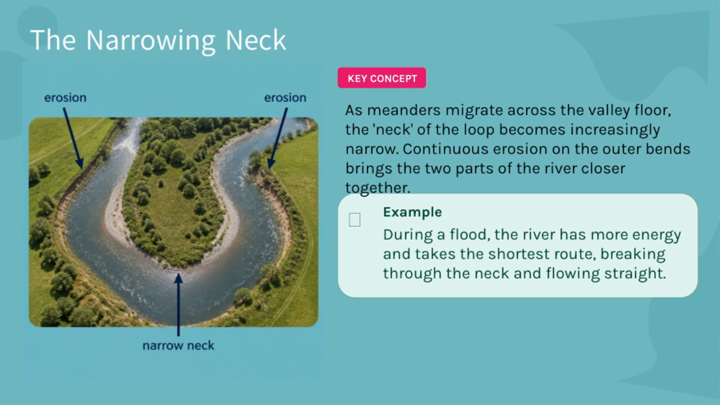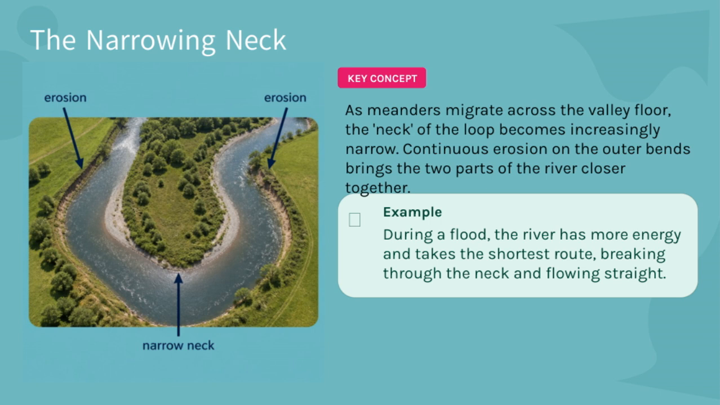Eventually, the two outer bends of a meander loop can get closer and closer together. The narrow piece of land between them is called the neck of the meander. As erosion continues on both sides, the neck becomes narrower. This is an important stage in the formation of an oxbow lake.